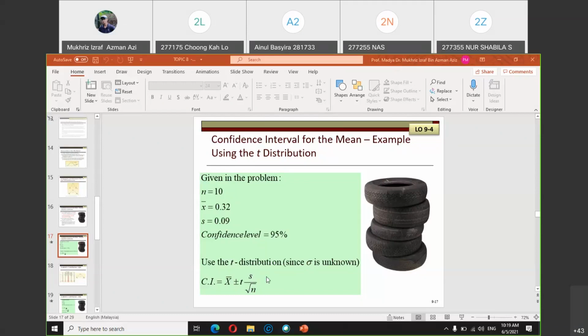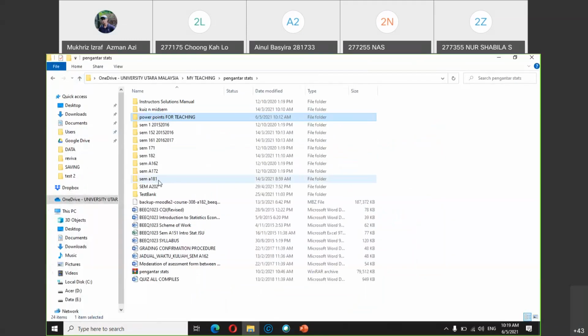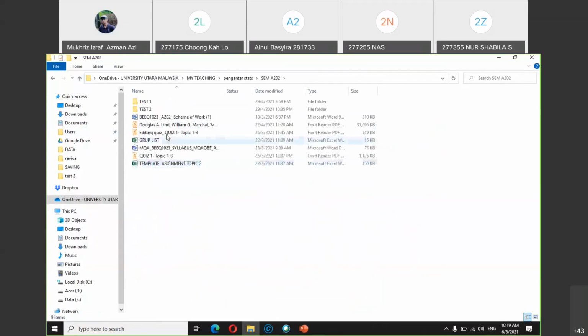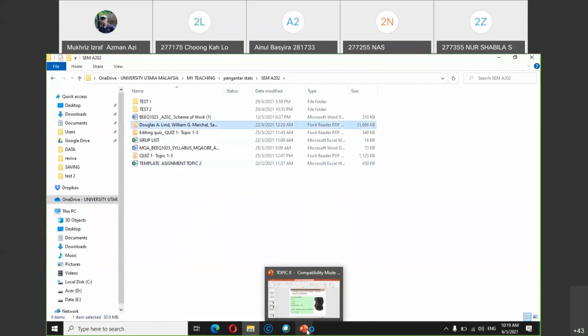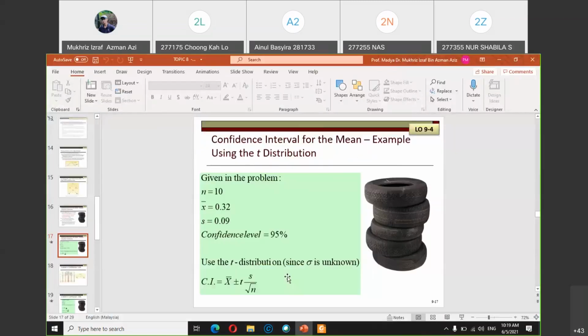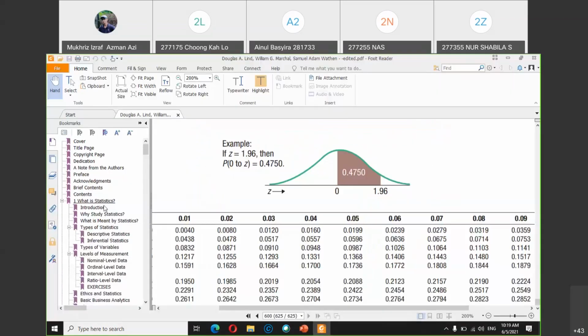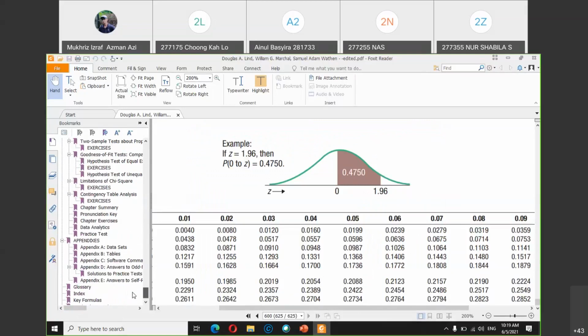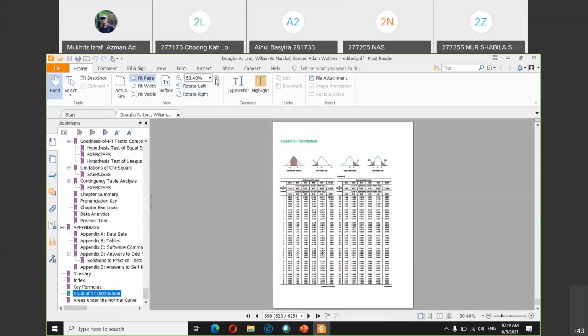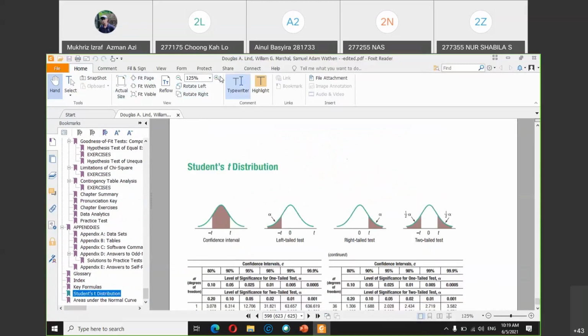But the idea or the construct of the formula remains the same: X bar plus minus margin of error. So the Z is replaced with T, and the notation sigma is replaced by S. In this example here, I'm going to teach you how to refer to the table to retrieve the value of the T. You need to refer to the T table in your textbook, at the end of your textbook, under the student T distribution.